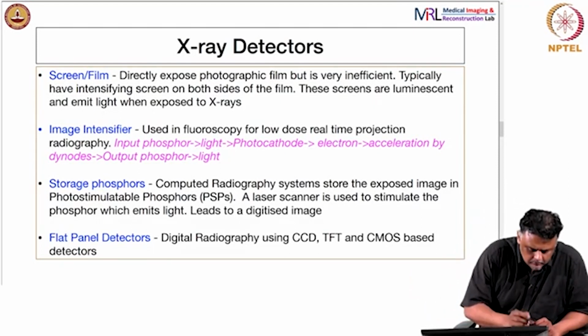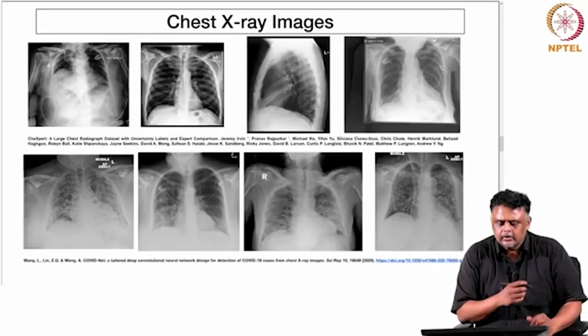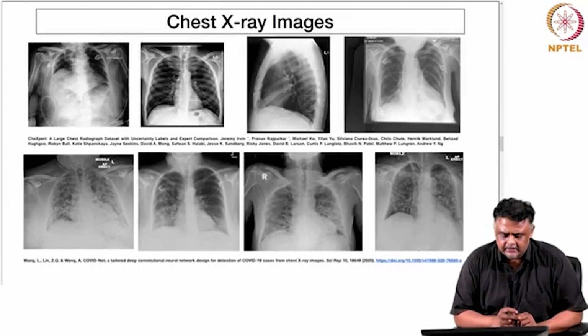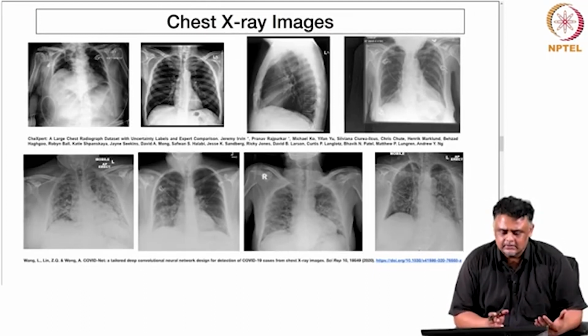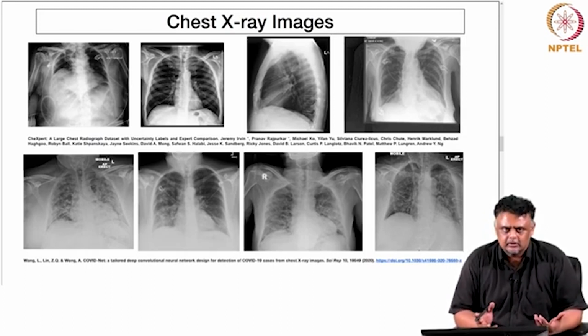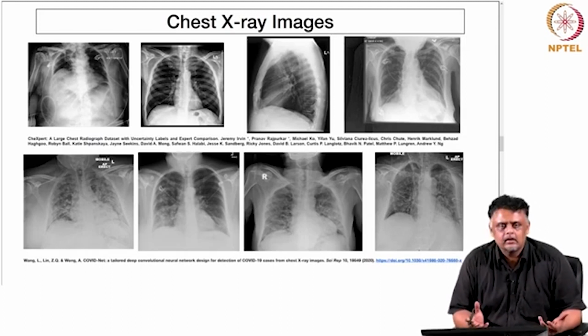Let me just go. Okay. So, here are some representative chest X-ray images taken from different publications. These are open access databases. So, this is what typical X-ray images look like. You might have seen some of them, but these are all chest X-rays.